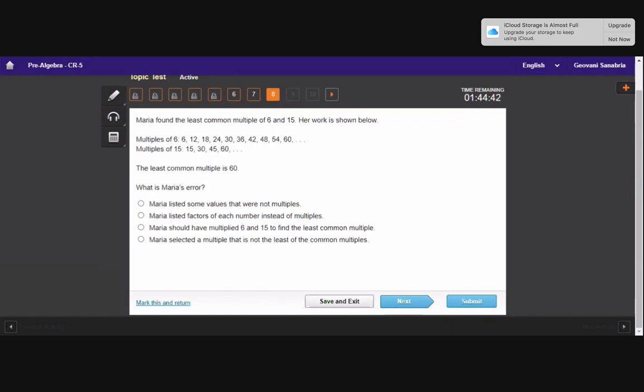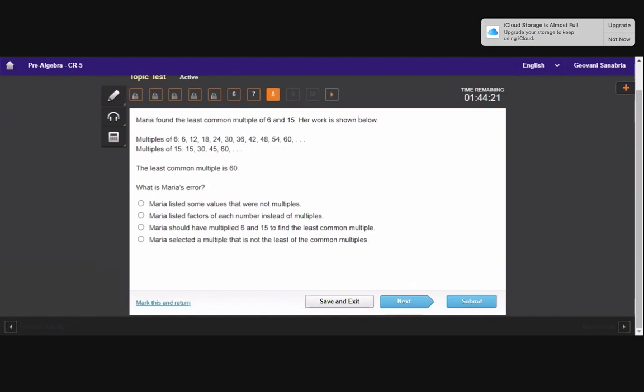Least common multiple of 6 and 15. That means you write out a couple multiples of 6, being 6 times 1, 6 times 2, 6 times 3, and so on. You write out a couple multiples of 15, 15 times 1, 15 times 2, 15 times 3, and you find whatever's in common, but the smallest one.